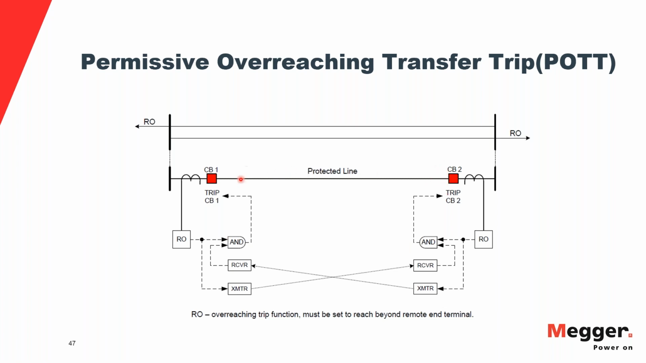The zone 1 pickup won't happen there, because I'm defining this fault as happening beyond the 80% of the line, or closer to the 20% of the line as seen from CB1. So this relay will trip, and then it will send a permissive to the other relay, which will say, I see it in zone 2, you're sending me the permissive, then let's trip.